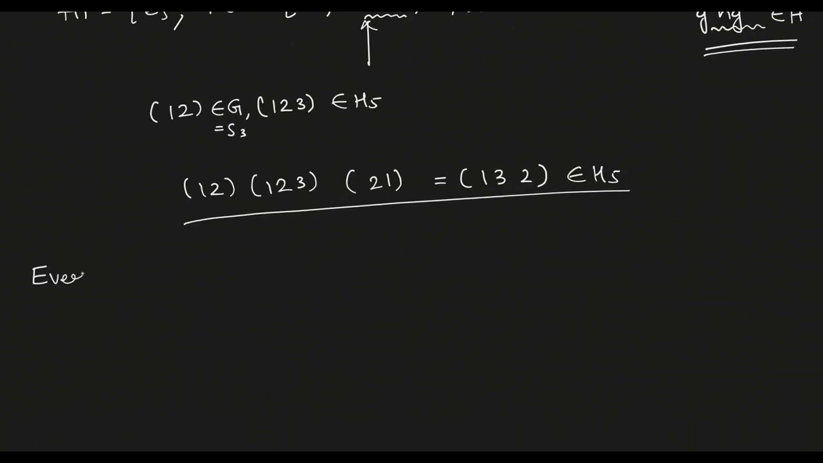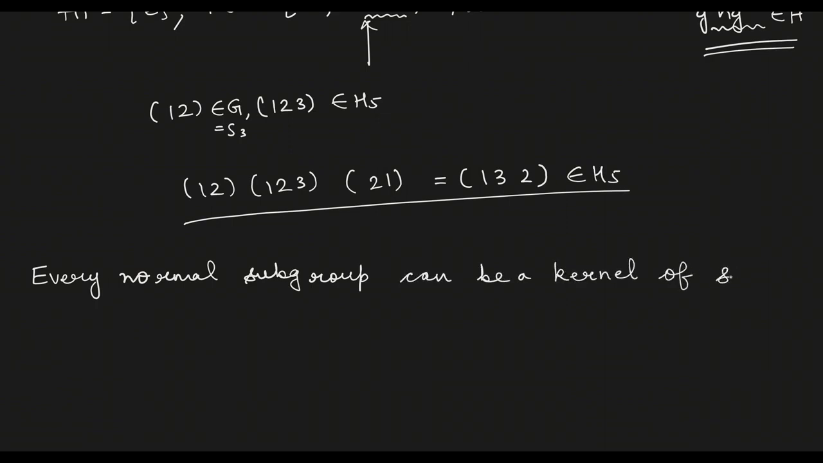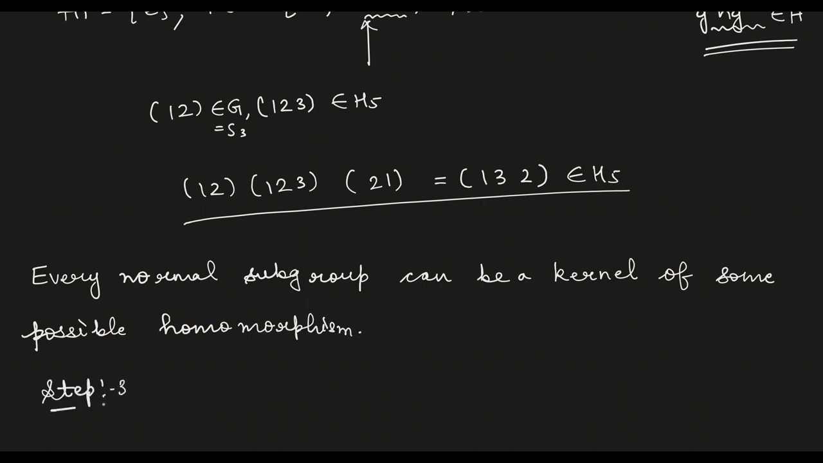Every normal subgroup can be a kernel of some possible homomorphism. Step 3. This is the important step.